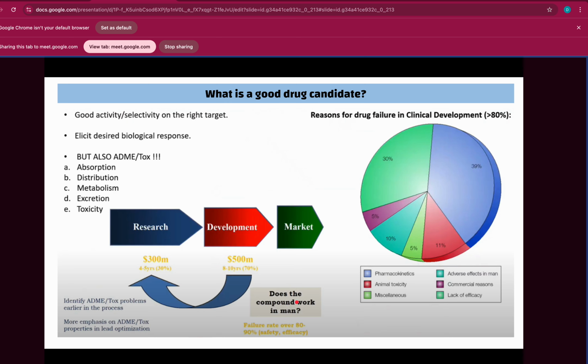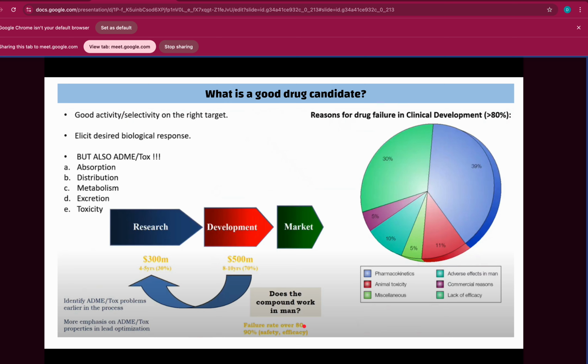Now the question arises: does the compound work in man? That means in vivo studies, whether this compound is working, because in an in vitro study, for example, the compound is giving a particular activity, but in vivo it is not. So the failure rate is over 80 to 90%, and the reasons could be safety and efficacy. That means your compound is giving the activity, but it might not be safe, or it might not be effective, or it might bind to some off-target protein. So these are the reasons for failure.